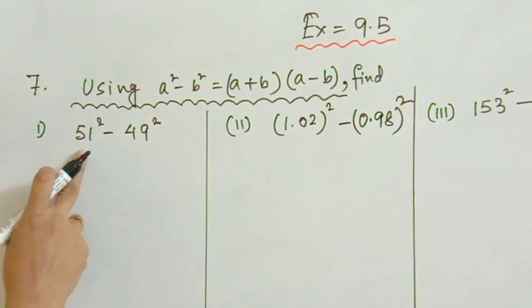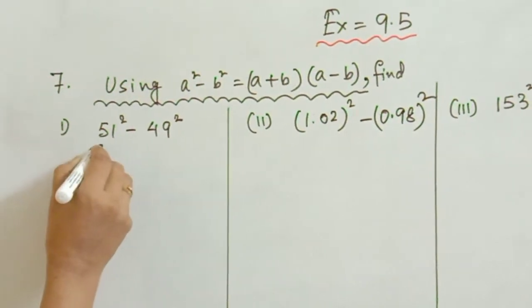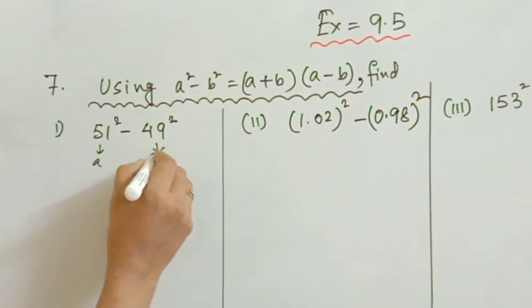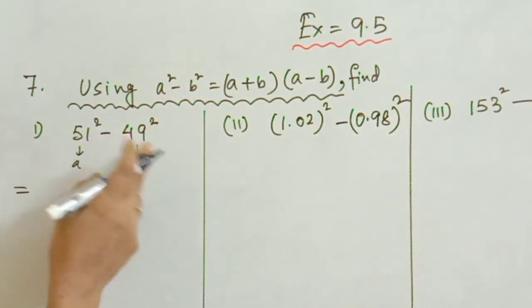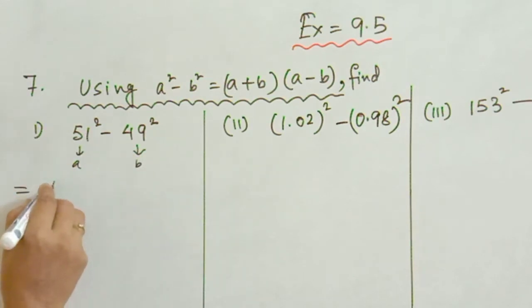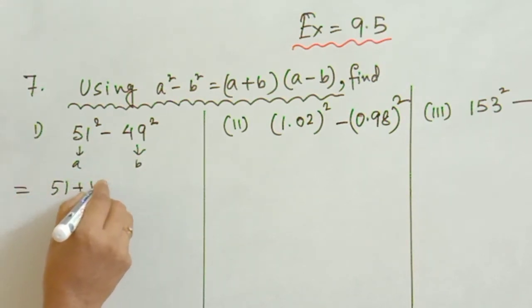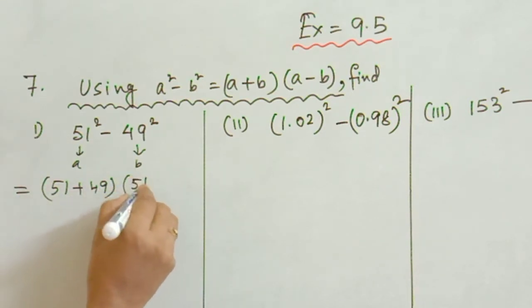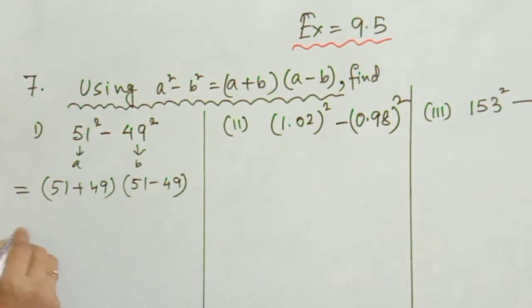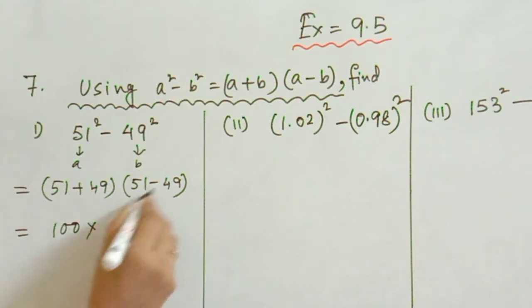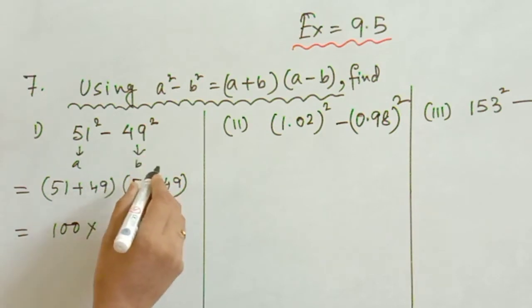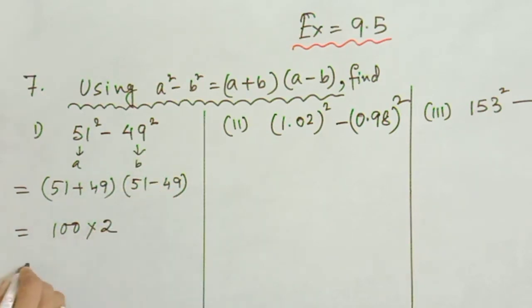Clearly you can see that 51 square minus 49 square, we will consider 51 as A and 49 as B. So in case of A square minus B square, what we will write? We will write A plus B into A minus B. Here also we will write 51 plus 49 and 51 minus 49. Now 51 plus 49, if you add this, you will get 100 into 51 minus 49, which is 2. The result is 200. Come to the next sum.